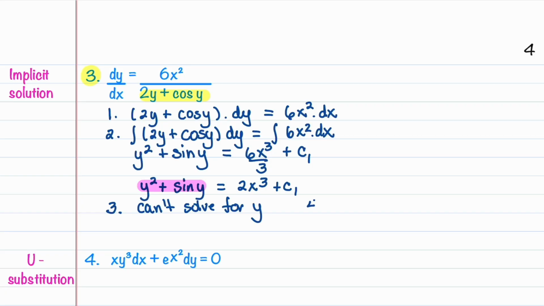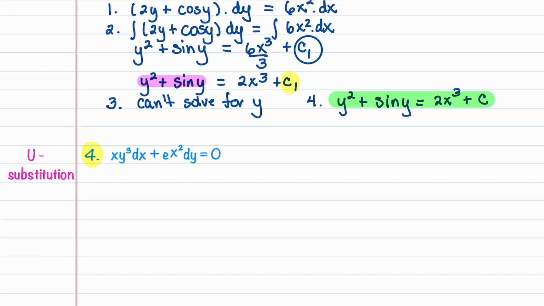And then in step 4, I'm just going to rename this constant right here. This gives our final solution as y squared plus sine y is equal to 2x cubed plus c. And there's our final answer. Notice in this problem, we could have made this c1 just a c to start with, but you never know ahead of time. So I always just say, let's start with c1, just to make it easier if we do have to rename it.